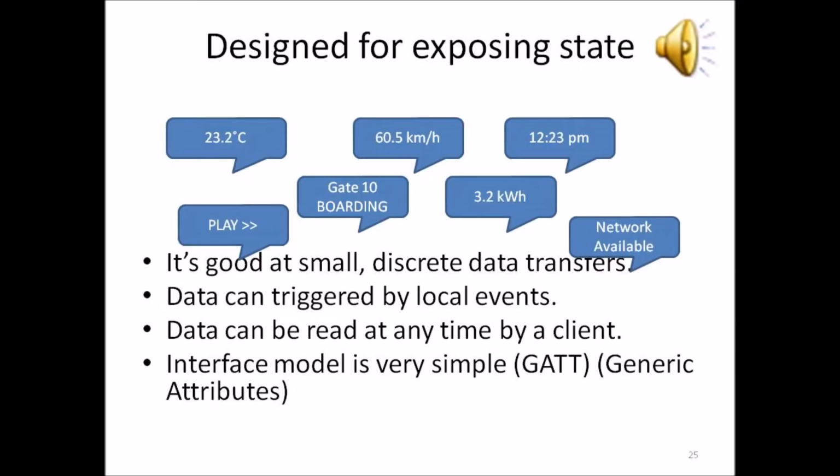This slide is an extension which justifies the previous slide about data throughput. I was saying it is very useful for small chunks of data. The small chunks of data are shown in the comment-style blue boxes, which say things like now it is 12:23 p.m., or whether the network is available or not, or what operation you want to do, like playing. And in the airport, it can say you have to board at gate number 10, and the temperature now is 23.2 degrees Celsius. This is the basic kind of data which BLE can communicate. It is very good at discrete data transfer, and it is usually triggered by local events. The given data can be read by multiple clients at the same time, which is a very interesting point. The basic interface model it uses is GATT, generally called the generic attributes model.